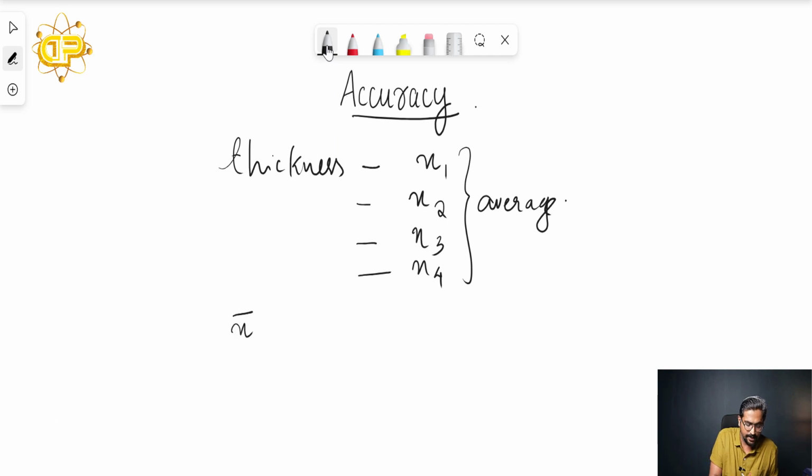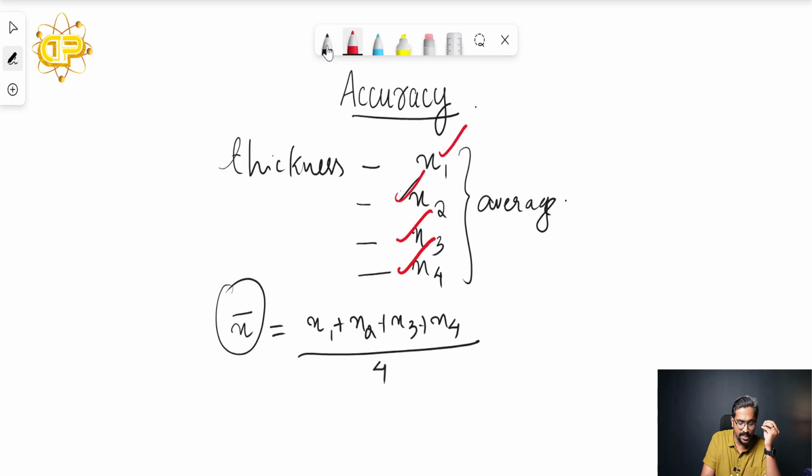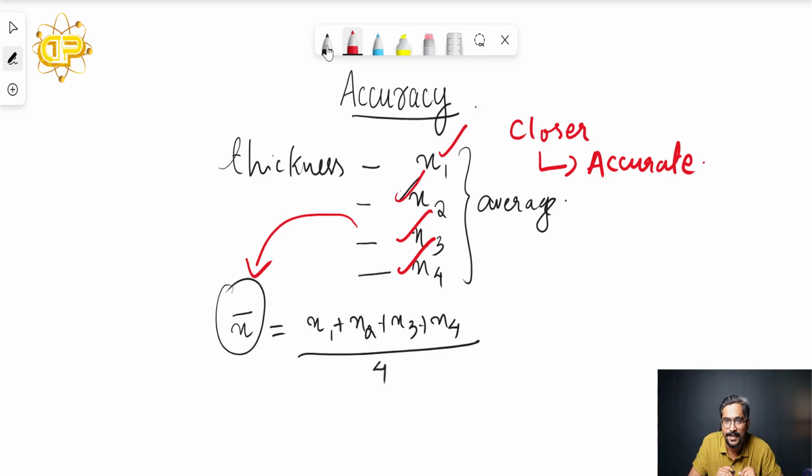For example, x is my average: x1 plus x2 plus x3 plus x4 divided by the total number of readings, that is 4. This will be my true value, right? So we'll see which particular value is closer to this true value, whether it is x1 or x2 or x3 or x4. The closest one will be the accurate value. This is all about accuracy. I hope that you got the point there.